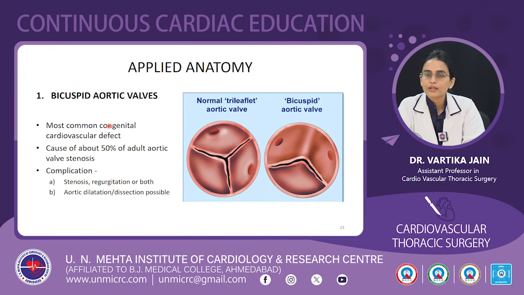Bicuspid aortic valves. Normally, the aortic valve is tricuspid. However, it can also be bicuspid. It is one of the most common congenital cardiovascular defects, and it is the cause of about 50% of adult aortic stenosis. What are the complications of having a bicuspid aortic valve? It can cause stenosis, regurgitation, or both. It can lead to aortic dilatation in case of bicuspid aortopathy, and even dissection is possible.